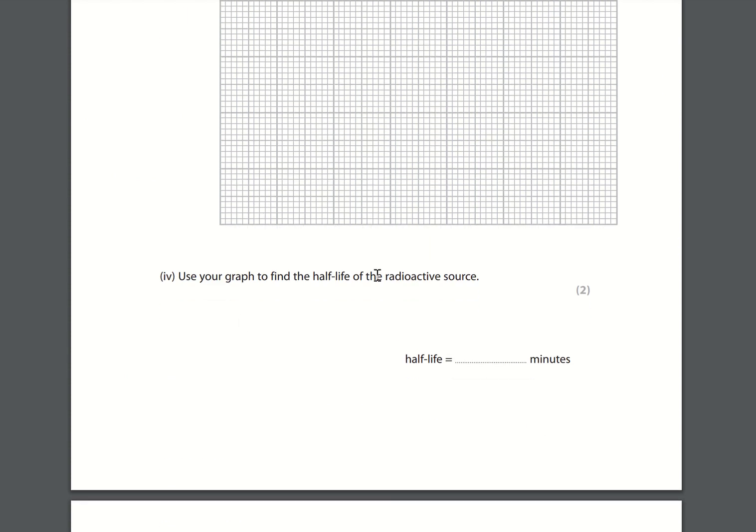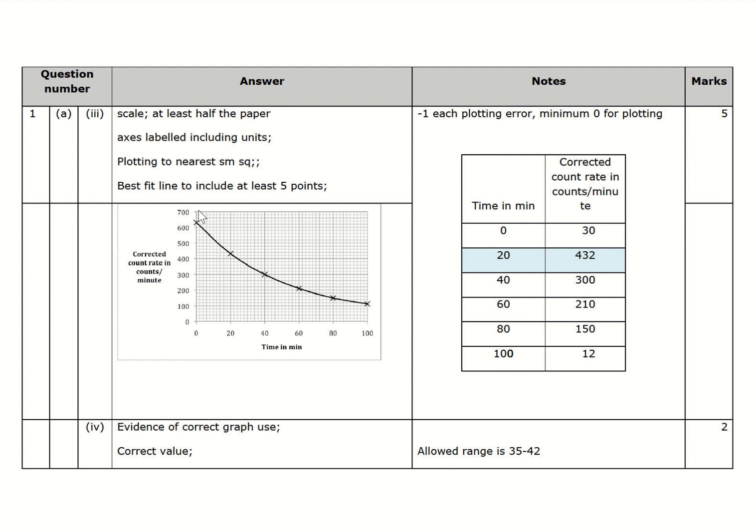Use the graph to find the half-life of the radioactive source. The starting count rate is 640, so 320 is half, and it is about here.